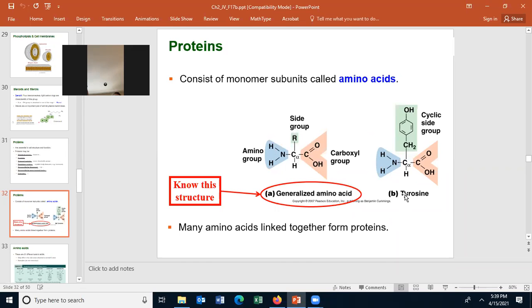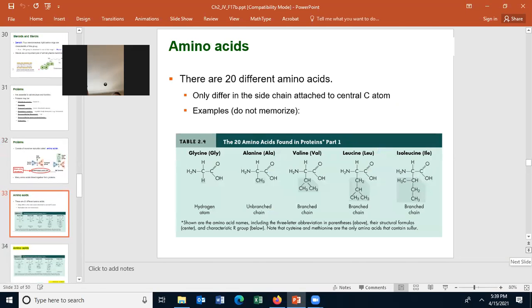All right, any question about amino acids? To get a protein, you just link many amino acids together, one after the other, in a linear chain to form the protein, using dehydration synthesis once again.